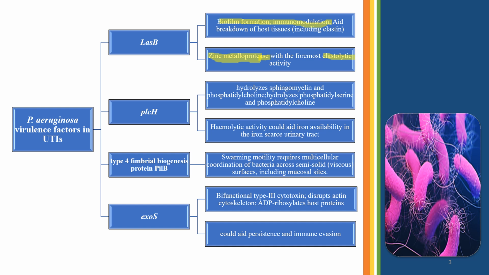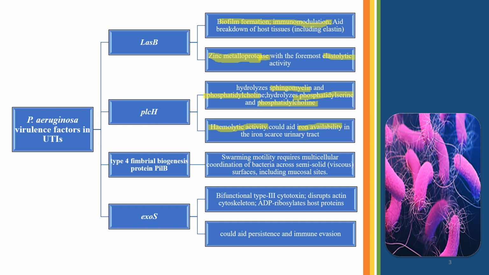The second factor is PlcH, which causes cell membrane disruption through hydrolyzing of sphingomyelin and phosphatidylcholine and phosphatidylserine. By breaking down phospholipids in host tissue, PlcH facilitates bacterial invasion and spread. And also, its hemolytic activity could aid iron availability in the iron-scarce urinary tract.